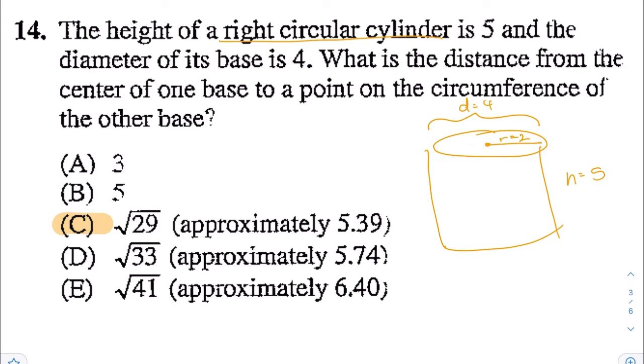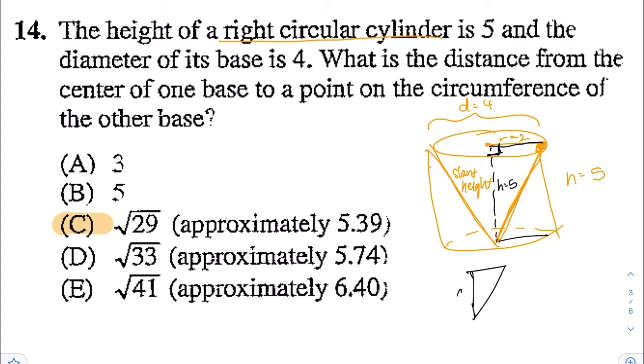Now you want to figure out the distance from the center of one base to the point on the circumference of the other base. So here, for example, you're essentially making a cone and you want to figure out the slant height of the cone. And when you have a slant height like this, it's just Pythagorean theorem. So you can draw it a couple of different ways, but here the height is going to be equal to 5. This base is going to be 2. And you have a right triangle here. So it's going to be Pythagorean.